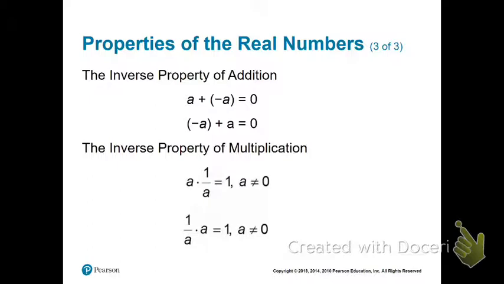When it's multiplication, we're going to multiply by its inverse. Okay, remember, inverse is a flip to fraction. So if I have a, I would multiply by 1 over a. If I had 2/3, I would multiply by 3/2. Okay, it's what's going to make it equal that 1. Remember, 3/2 is the inverse of 2/3 because you have to flip the fraction.